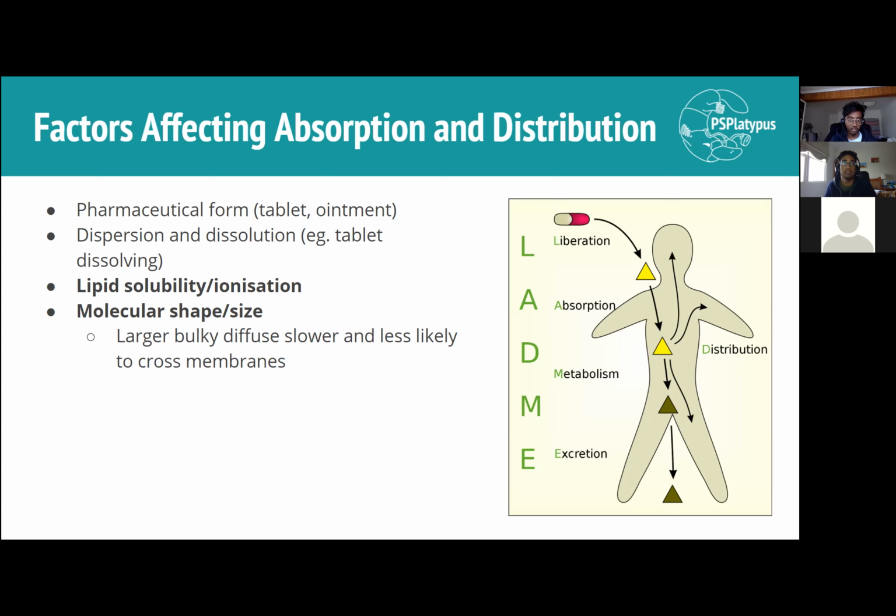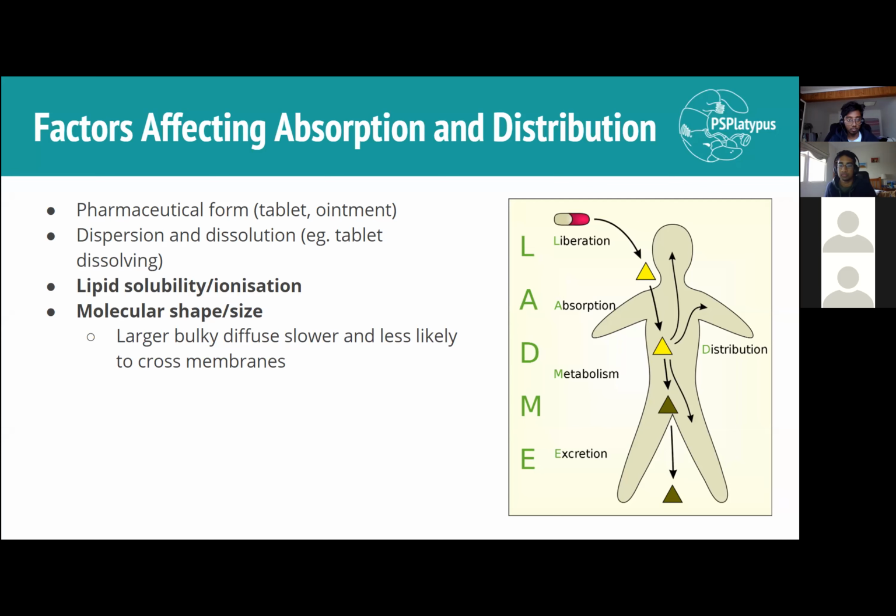There are multiple factors affecting absorption and distribution. Here's 4 of them. So we have pharmaceutical form, and the reason why that is relevant is because the dispersion or dissolution of the actual active ingredient in the pharmaceutical form would change depending on what way we're administering it. Tablet dissolving is relevant for absorption because we need the proper conditions necessary for it to dissolve and to actually release the active ingredient.